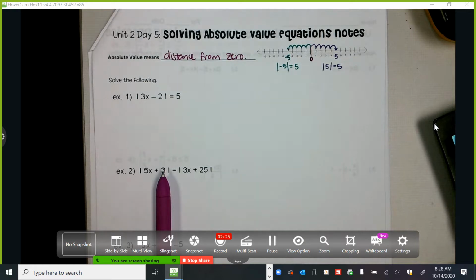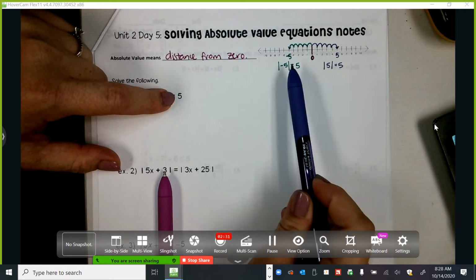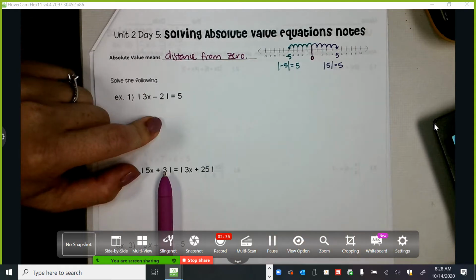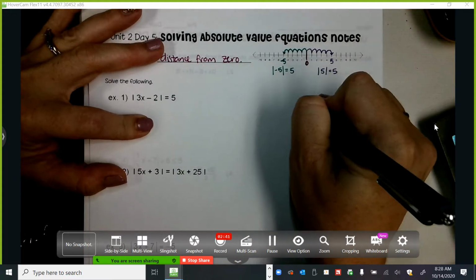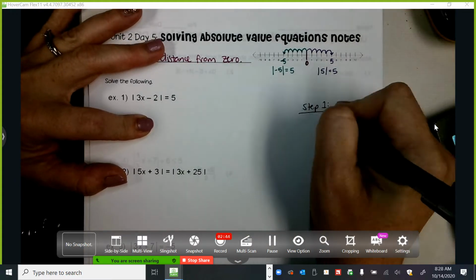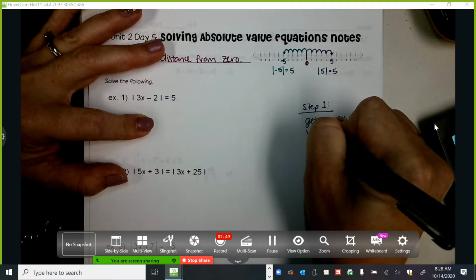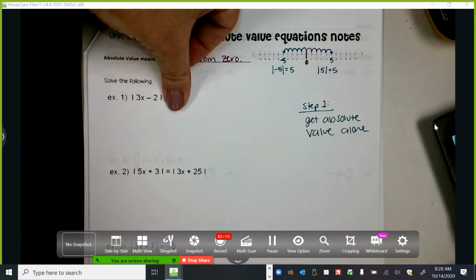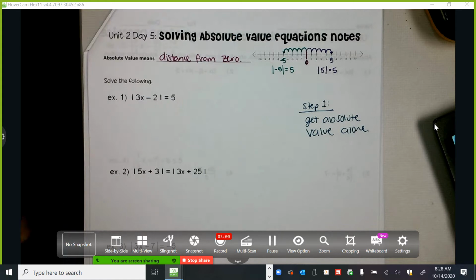So knowing that, looking here, this says equals 5. Weren't these both equals 5? So technically the inside can equal negative 5 or 5, right? Once you have your absolute value alone, we're going to write down steps. Step 1, get your absolute value alone. On this side, it says equals 5. Isn't my absolute value already alone? There's no numbers in front of it and no numbers after. There's just an equal sign equals 5. So step 1's already done.